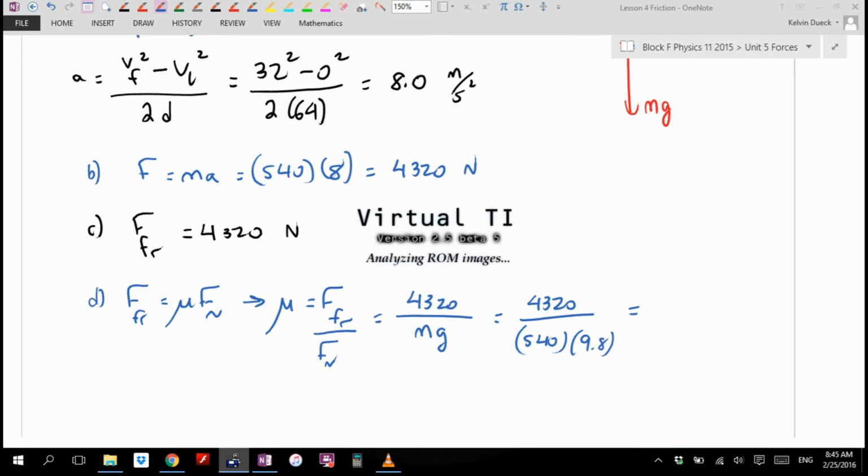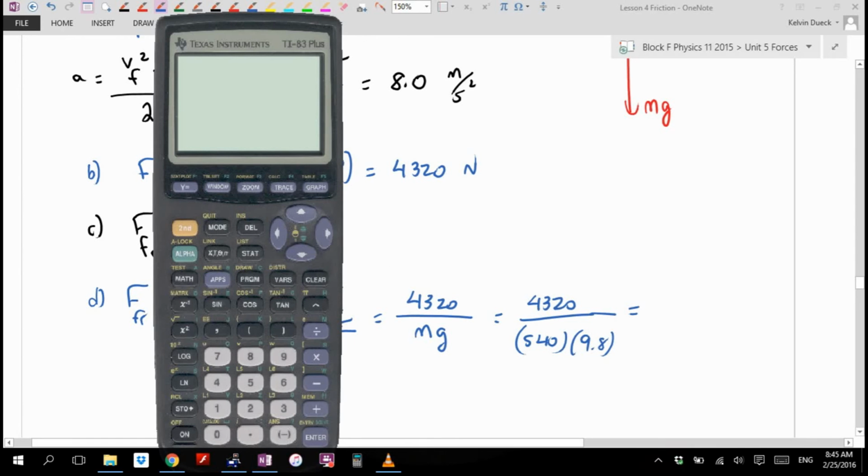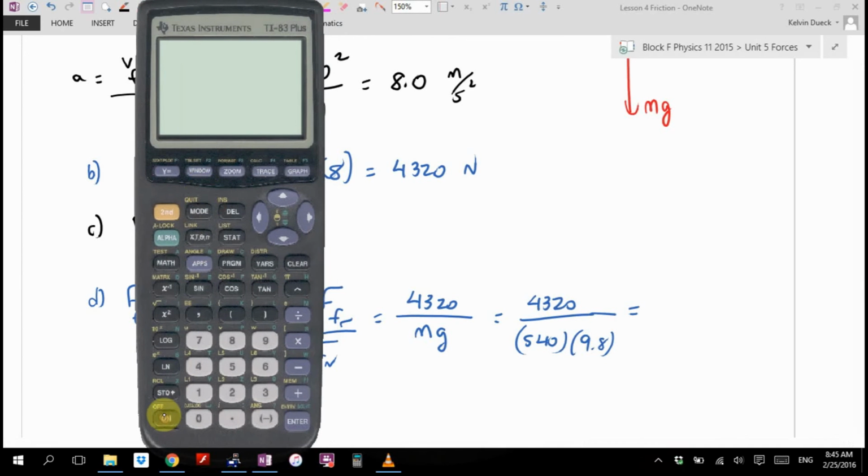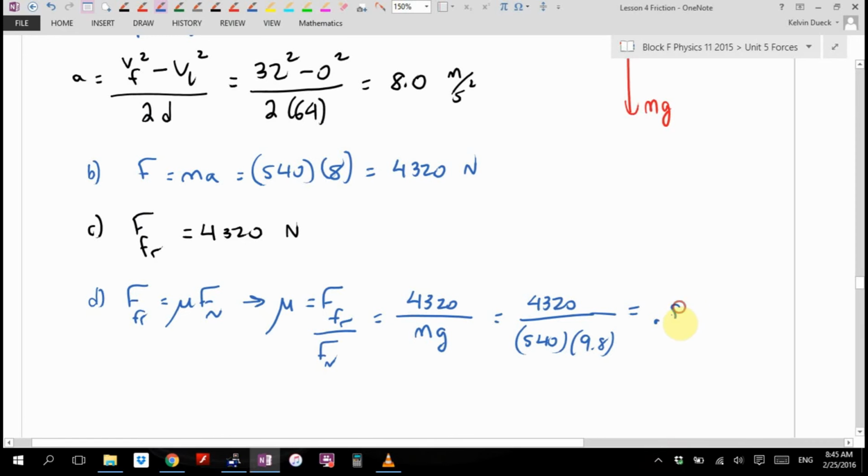Sadly, this one I can't do in my head. Yeah, I know, Mr. Dewick, you let me down. Uh, 0.816, is that right? What are the units for the coefficient of friction? There are none. Okay.